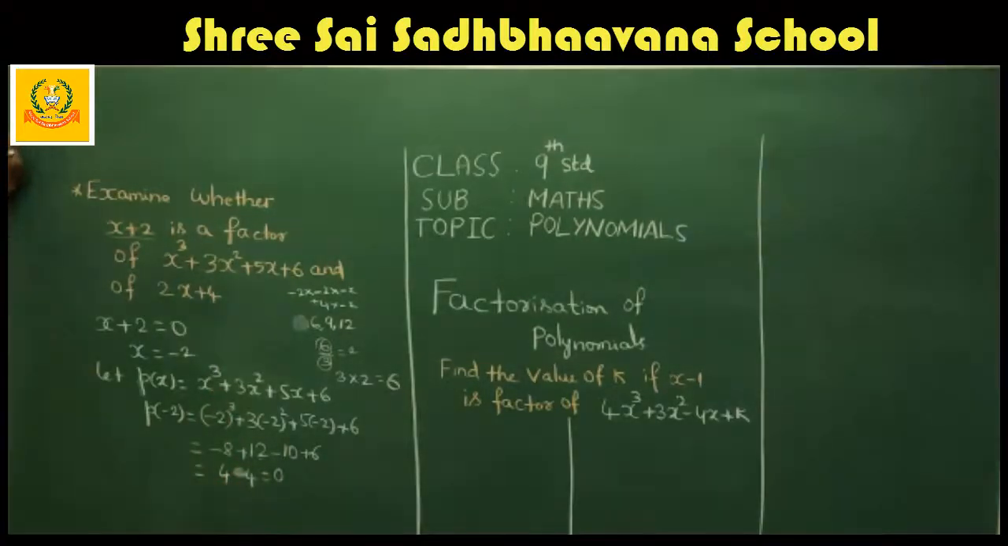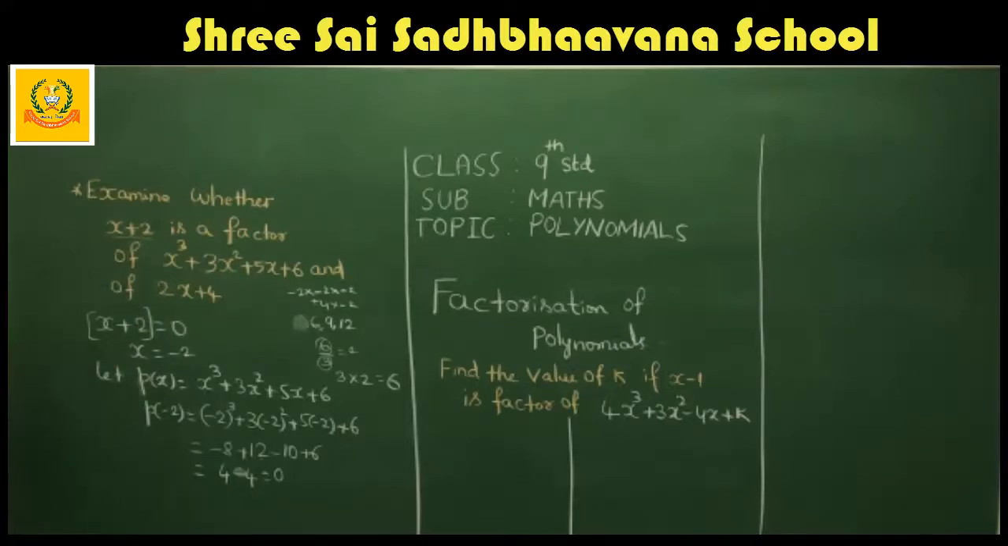0. Remember, when you substitute this x value and the polynomial p of x gives you 0, then we can say that that linear polynomial is a factor of the given polynomial.